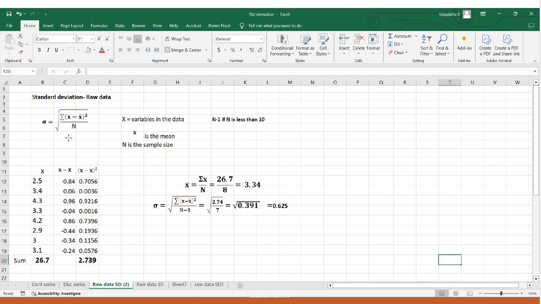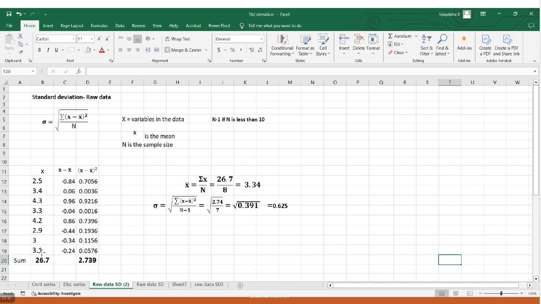Standard deviation for raw data is given by the formula sigma, which is standard deviation, is equal to root of summation of x minus x bar the whole square by n, where n is the sample size, so the total count. For a sample size less than 10, n minus 1 may be substituted instead of n. And as we know, x stands for the variables and x bar stands for the mean.